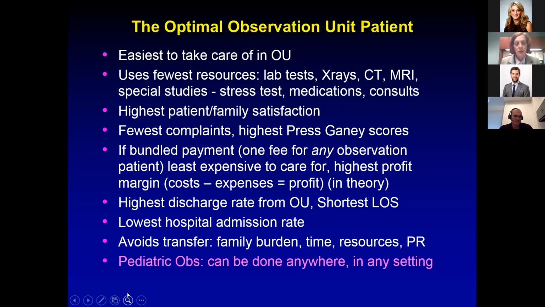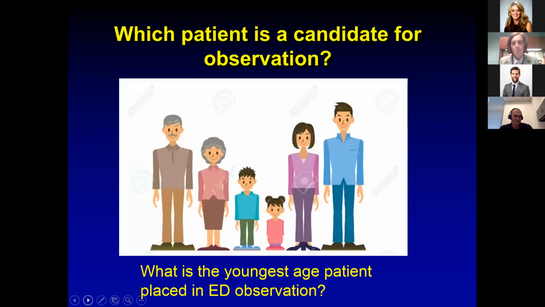So again, my plug is pediatric observation. You can do it anywhere, in any setting. And if you are doing it, you're probably not doing it enough, and that 70 to 85% of kids who are admitted to the hospital could be taken care of in OBS. So what patient is the best candidate in my mind for OBS? It's the kids, because they're easiest to take care of, including the youngest age patients. Many places in the children's hospital have taken care of neonates, patients with hyperbilirubinemia, for example. As with adults, the length of stay comparing inpatient OBS with ED OBS is much shorter for the ED OBS.